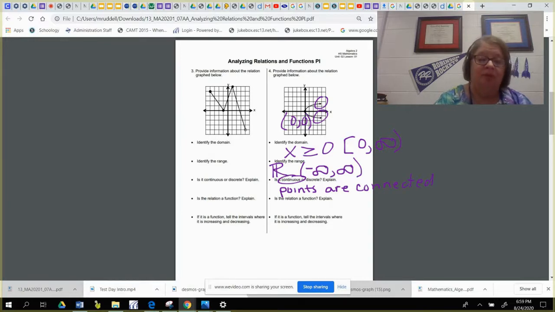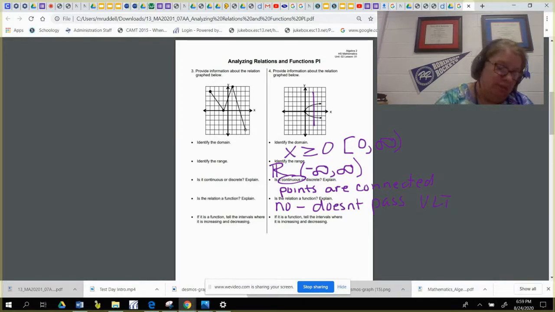Is it a function? What happens if we draw a vertical line? Crosses twice. So no, it doesn't pass the vertical line test. If you were to list the points, where x is 1, you got a point right there and a point right there. Where x is 2, you got a point right there and a point right there, so the x repeats. If it's a function, tell the intervals where it's increasing and decreasing. It's not a function, so we can't tell increasing and decreasing. All right. Very good.